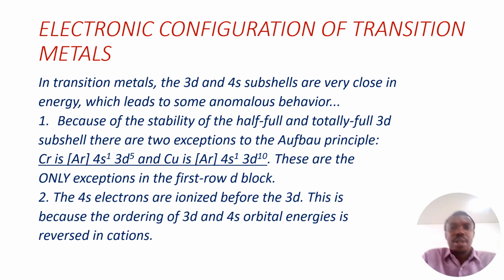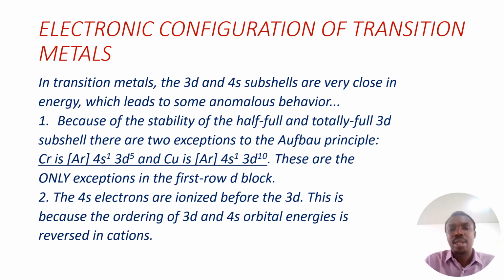So we are looking at the electronic configuration of the transition metals, transition elements, which are elements with partially filled d orbitals, or elements with an incomplete d subshell. The transition metals are in between group 2 and group 3. They are generally called the d block elements, and they are all metals. Now in transition metals, the 3d and the 4s subshells are very close in energy, which leads to some anomalous behavior.